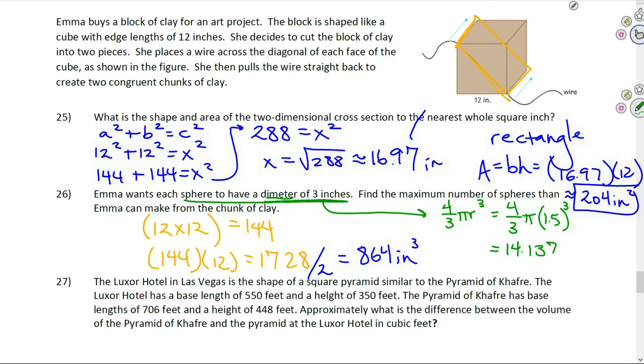14.137. So how many of those spheres fit inside of my half chunk of clay? I will divide this by 14.137. And I get approximately 61.11. I'll just leave it at 61.1. But I can't make the 62nd, and so I get 61 spheres. So those two problems are kind of involved.